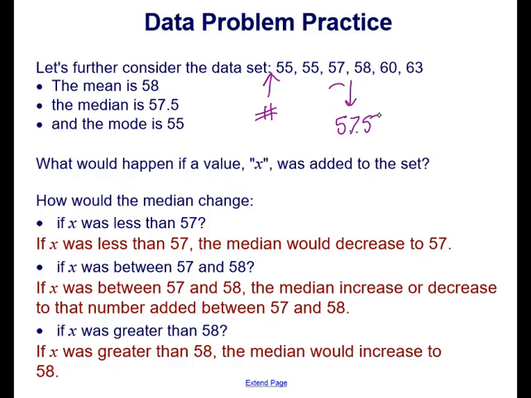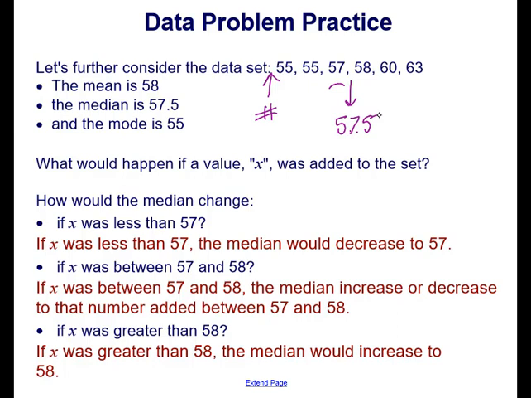What if x was between 57 and 58? So if x was between 57 and 58, the median would increase or decrease to that number added in between 57 and 58, because that would be the new average between the two numbers that you're trying to compare. And it would be smack dab in the middle of 57 and 58, so you would have 3 numbers to the left and 3 numbers to the right, again creating that middle number.